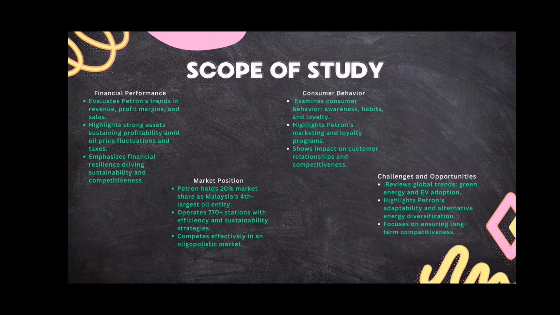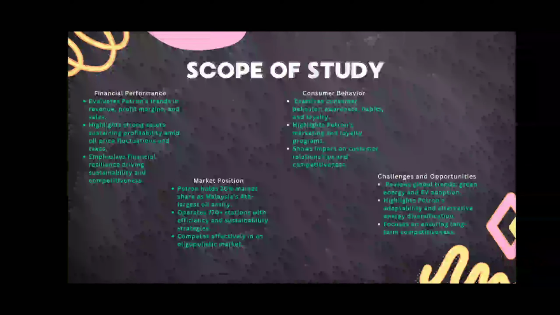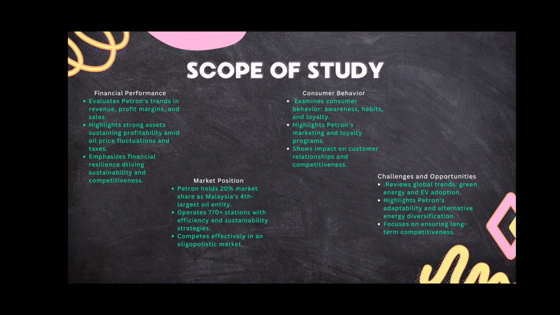Scope of study of Petron Corporation. First of all is financial performance. Evaluates Petron's trends in revenue, profit margins, and sales. Highlights strong assets sustaining profitability amid oil price fluctuations and taxes. Emphasizes financial resilience, driving sustainability and competitiveness. Second one is market position. Petron holds 20% market share as Malaysia's fourth largest oil entity. Operates 770 plus stations with efficiency and sustainability strategies. Competes effectively in an oligopolistic market.